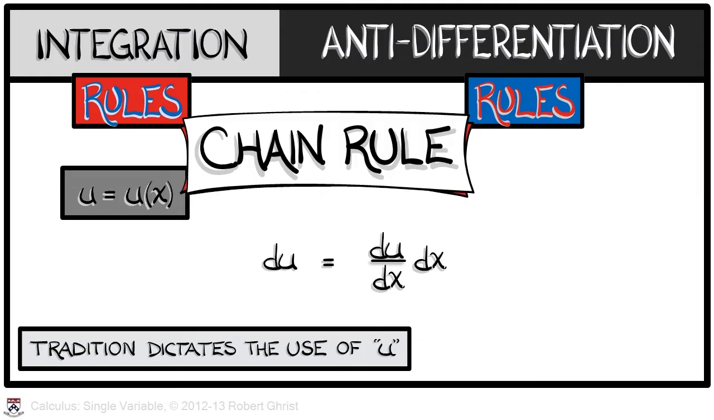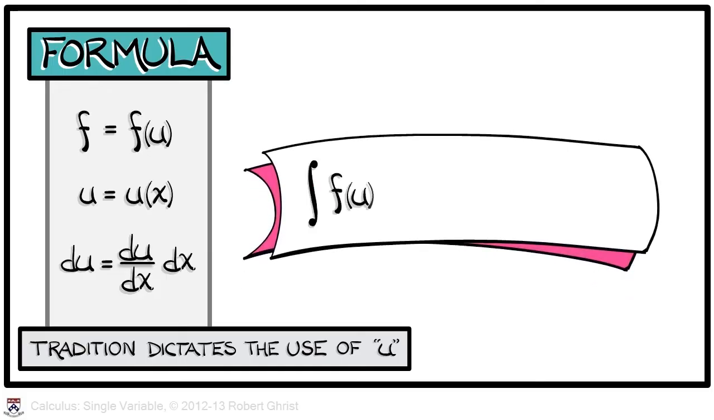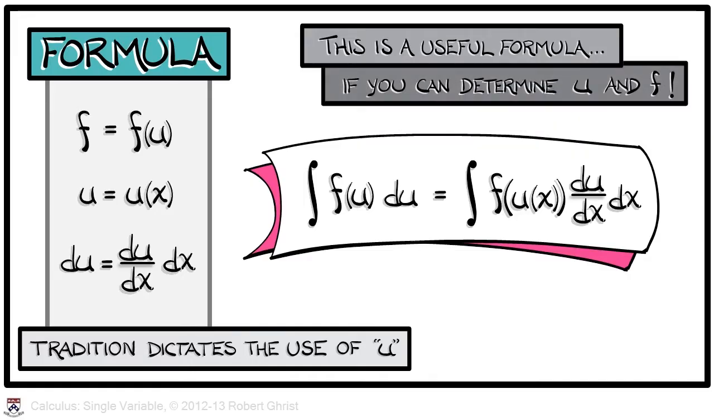In this case, the chain rule says that du is du dx times dx. We can integrate both sides. And after composing with a function f of u, one obtains what is typically called the u-substitution formula. Namely, the integral of f of u du is the integral of f of u of x times du dx dx. Now, of course, this u-substitution formula is just the chain rule in reverse.